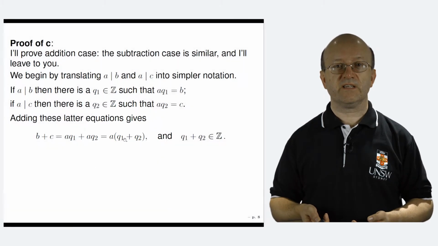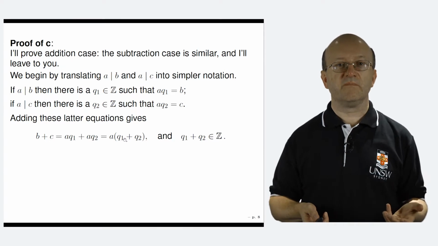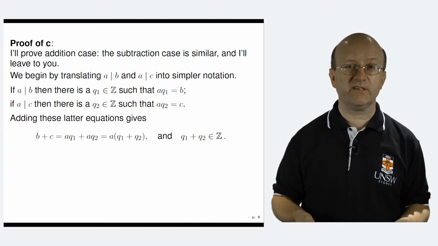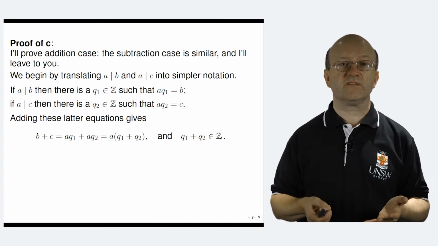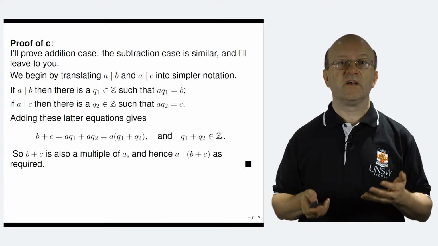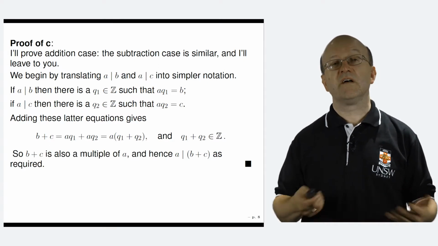But in fact, this is now saying that A divides B plus C, because Q1 plus Q2 is just some other integer. So we've got B plus C is A times some integer. In other words, A divides B plus C, and that's our proof.